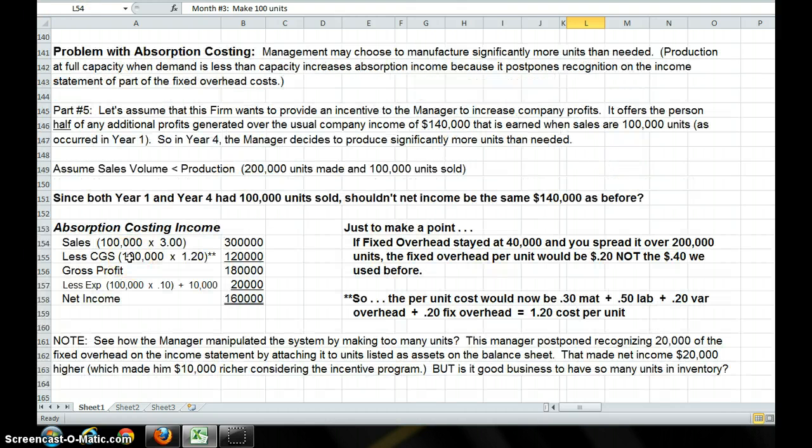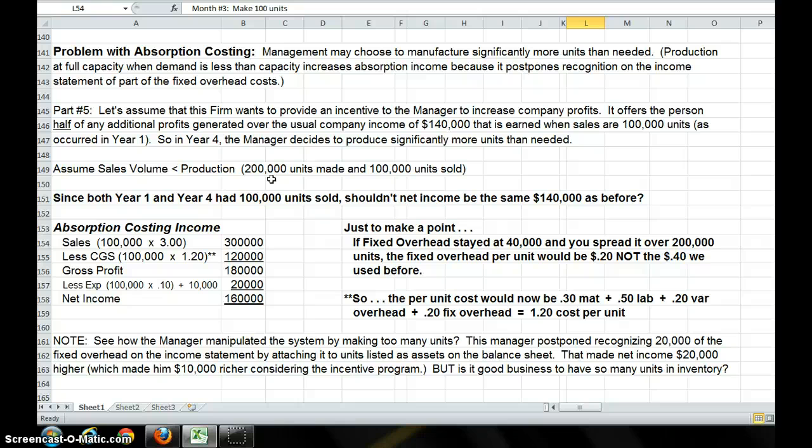One of the things we want to talk about with absorption costing is the ability of managers to manipulate profits and thus possibly manipulate their performance evaluation. If you use absorption costing, and we just showed you that absorption costing will give you a higher income when you produce too much, managers will be encouraged to produce too much. So we use an extreme example here where a manager is promised a bonus if they can increase income. They decide to double production.